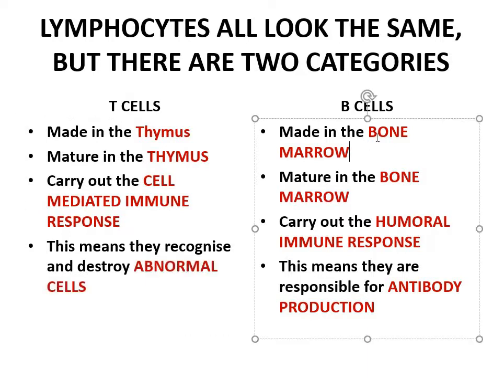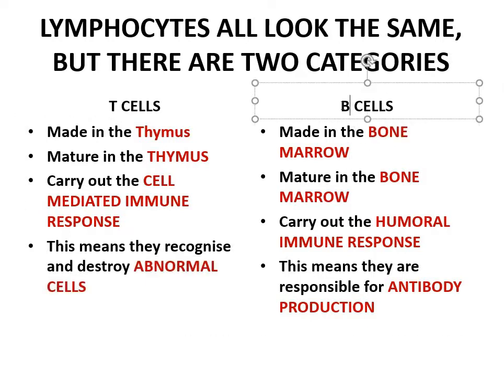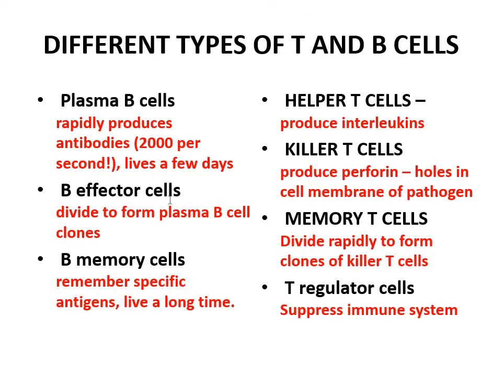The B cells are made in the bone marrow, again nice and easy to remember, B for bone, B cells. They're going to mature there, they're going to carry out the humoral immune response, and they're going to be producing the antibodies, so this is going to be outside of cells. So, what does each one do?